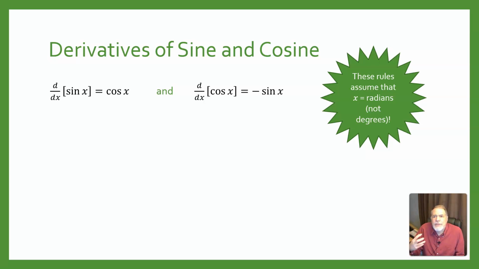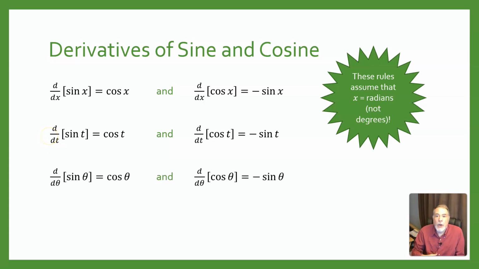And of course, we wouldn't have to use the letter x for the variable. We could say the derivative with respect to t of sine of t is cosine of t, and the derivative of cosine of t is negative sine of t. Or since the things that we take sine and cosine of are often angles, and we often use Greek letters like theta to stand for angles, we could say the derivative of sine of theta is cosine of theta, and the derivative of cosine theta is negative sine theta.